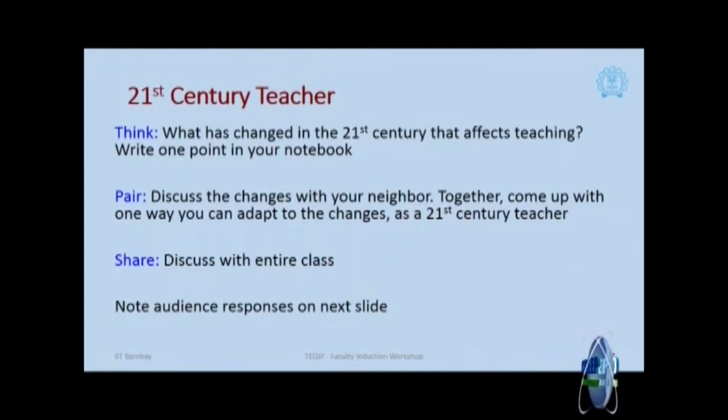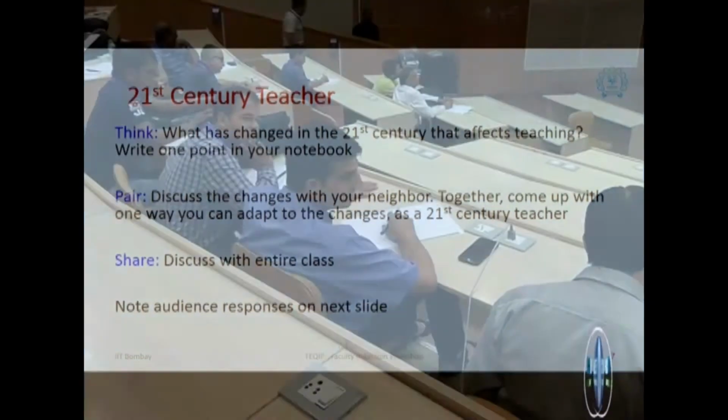So now everybody is sitting with somebody, right? So discuss the changes with your neighbor. Okay. See what answer you wrote. See what answer your neighbor wrote. And together come up with one way you can adapt to the changes as a 21st century teacher.